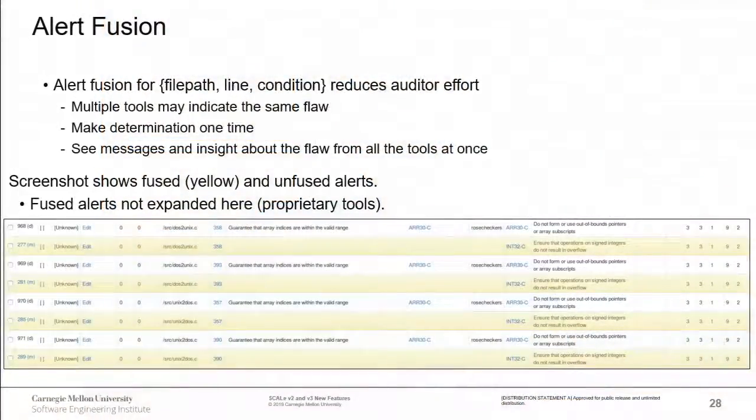The screenshot here shows fused alerts that are yellow and unfused alerts that are white. The fused alerts are not expanded here because in this example there are proprietary tools, and due to terms of use agreements we're not allowed to show the checker IDs, which would show. But to see all the warnings when making the determination, the auditor simply clicks on the yellow row and then sees the warnings from all of the tools together.